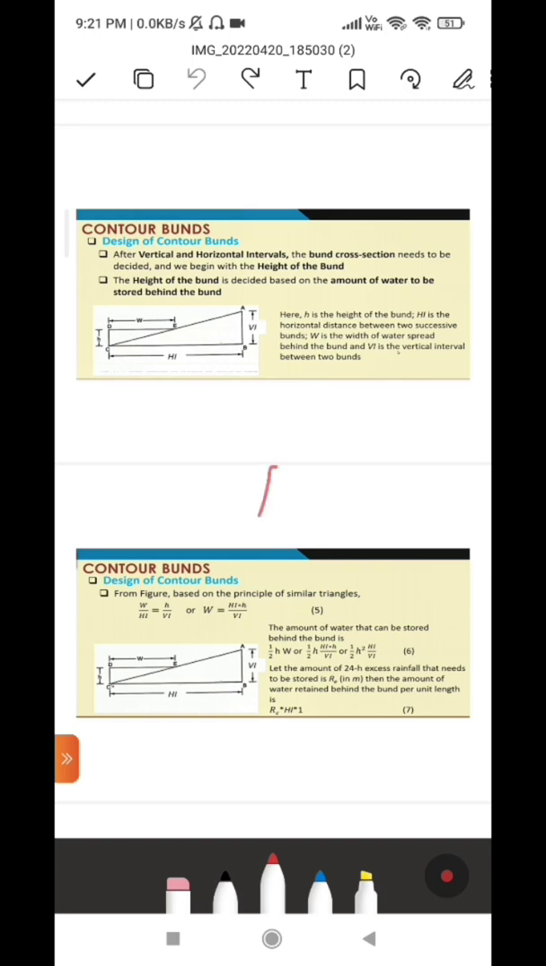Now we're going to talk about the required volume of water that needs to be stored. Supposing that the amount of 24-hour excess rainfall that needs to be stored is RE in meters, then the amount of water retained behind the bund per unit length would be equal to RE into horizontal interval into 1. Here 1 is perpendicular to the board.